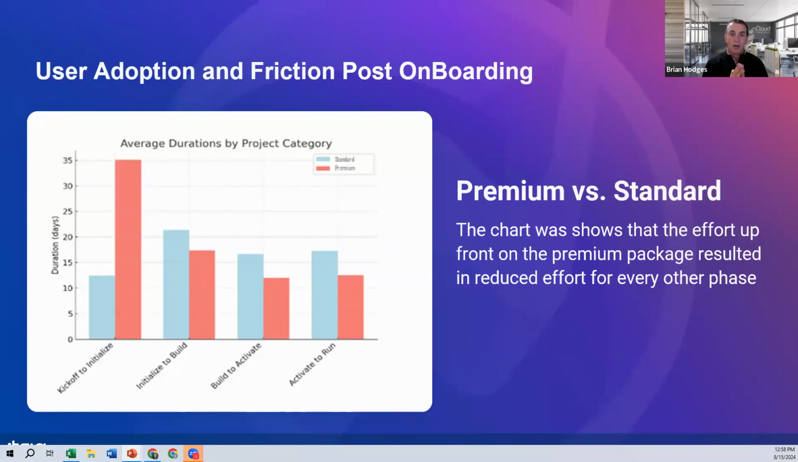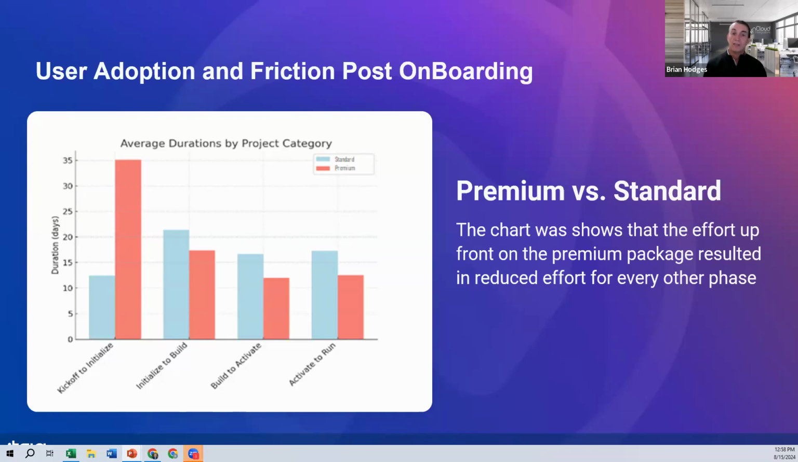This is an example of an analysis that we did on a premium versus a standard offering. There was an onboarding offering, and we have a premium version of it and a standard version of it. The red is the premium, the light blue is the standard. This shows the average duration by phase for those projects. Obviously you'll notice on the far left, the amount of time that we spent on the kickoff phase for the premium service was a heck of a lot longer than what we spend on the standard.